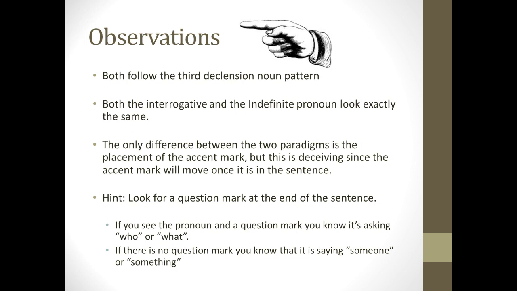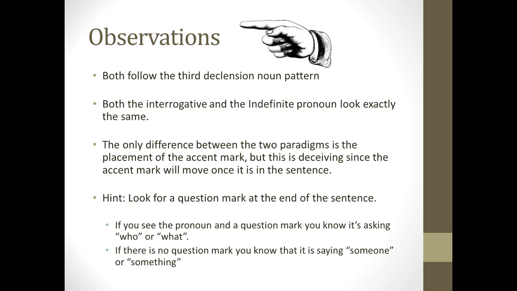What that means is that when you start parsing out your sentence, you'll notice that you've got a pronoun there that's either an interrogative or an indefinite. And so when you see that, you will then take that into consideration, thinking, okay, is this actually asking a question, or is it identifying an unknown subject? And then when you get to the end of the sentence, when you see your question mark, then you'll know. If it has a question mark, then you know that it's asking the question who or what. If there is no question, then you know that it is saying about someone or something.